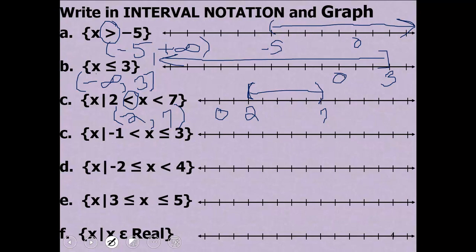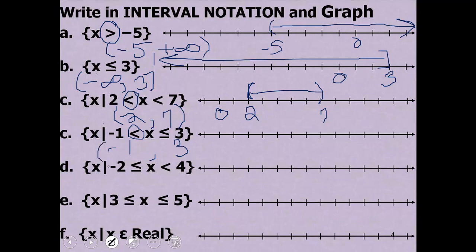The second letter C, I have all x's such that x is greater than -1 and x is less than or equal to 3. So I pay attention to my 2 endpoints. I have a -1 and I have a 3. What symbol is associated with -1? Well, that's just a greater than, so I'm going to use a parenthesis.